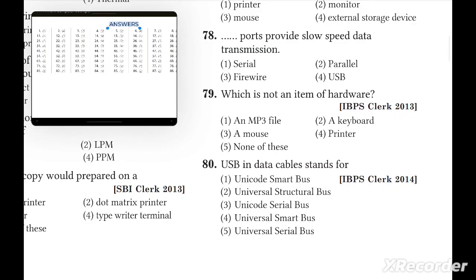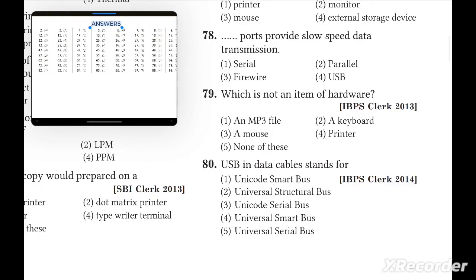Next, dash ports provide slow speed data transmission. First, serial. Second, parallel. Third, firewire. Fourth, USB. The correct answer is first, serial.